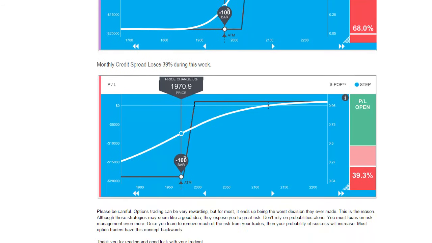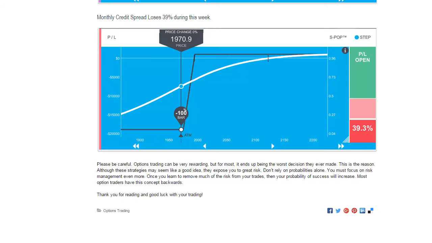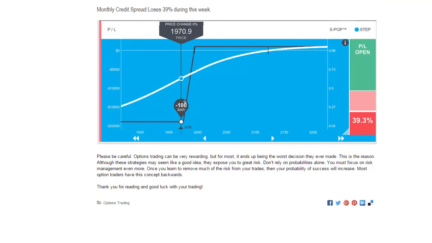Next, we'll look at a similar trade, but longer term. This is another really popular one. It's a monthly credit spread where you go a little farther out in time, maybe 30 days to 60 days. This one, I can't remember if I rebuilt 30 days or 60.